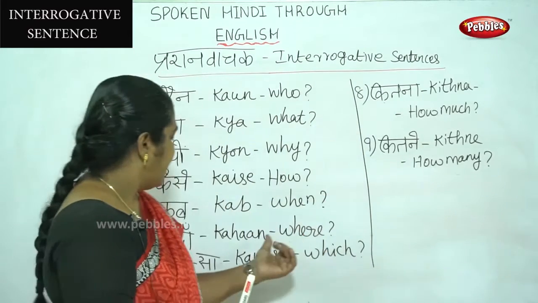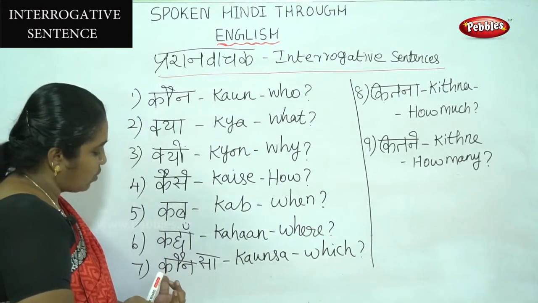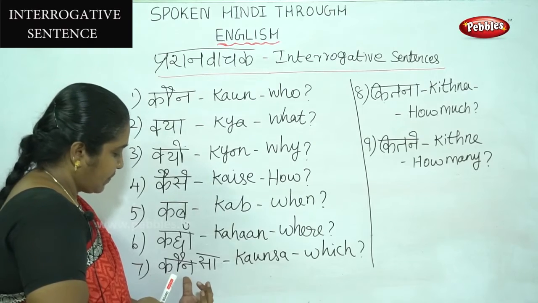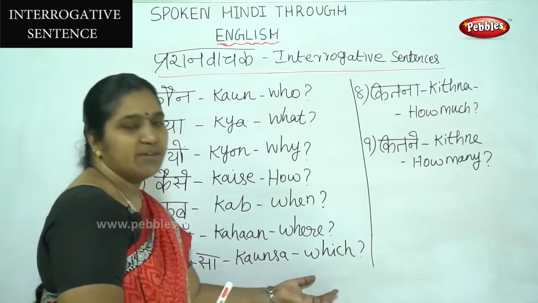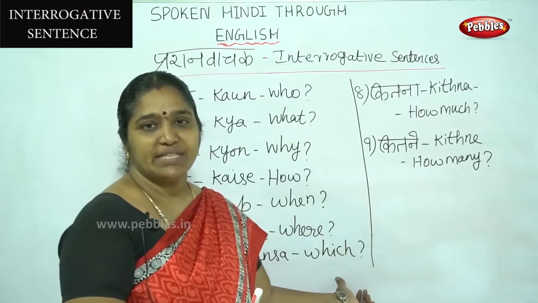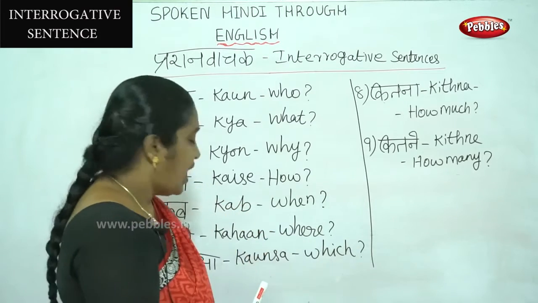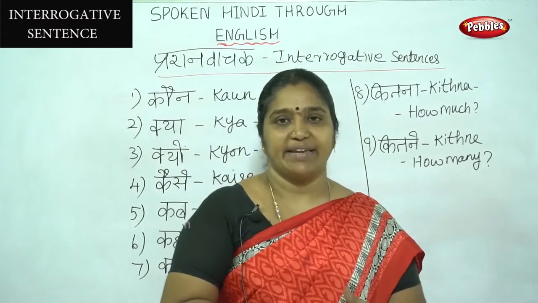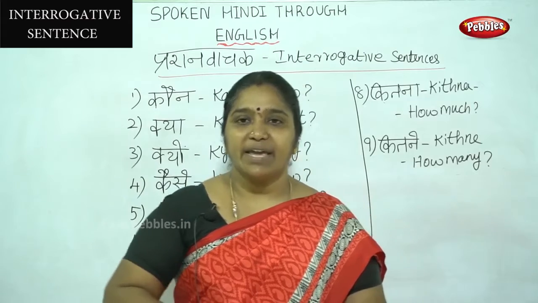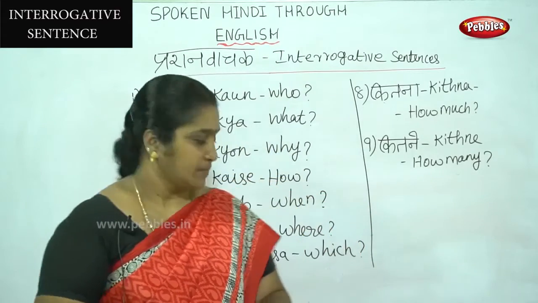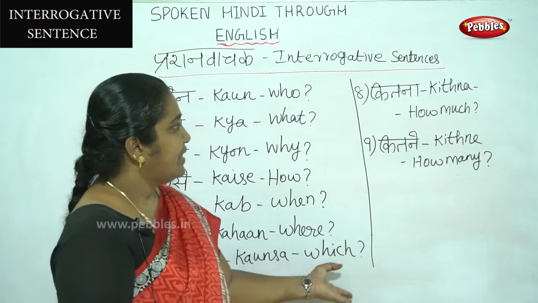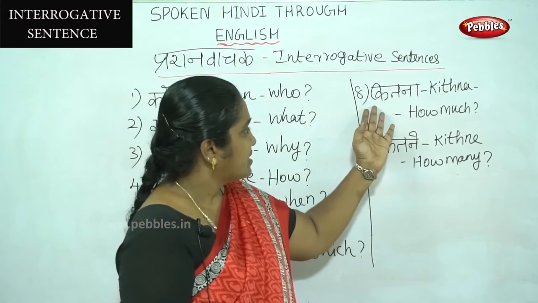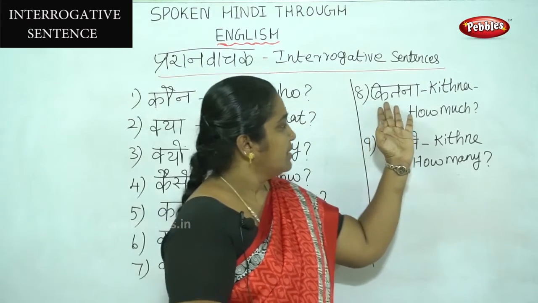Then for the seventh one, kaunsa. Pronunciation is kaunsa. The meaning is which. Aaj kaunsa din hai? Which day is today? Kaunsa, which.